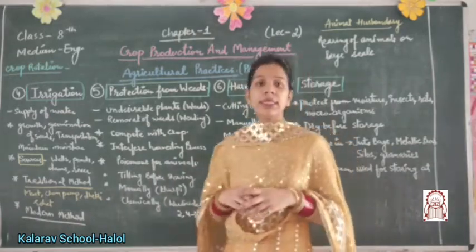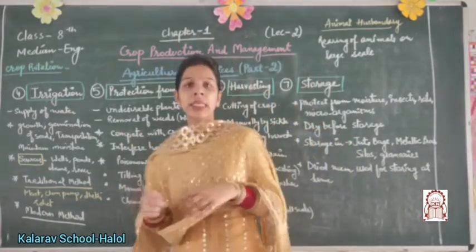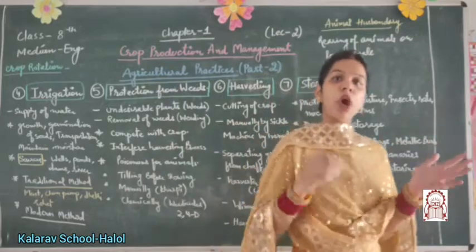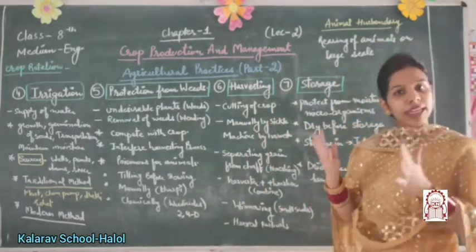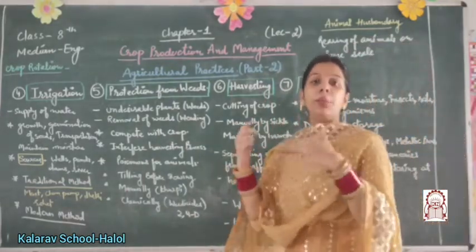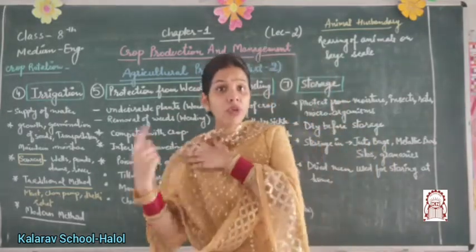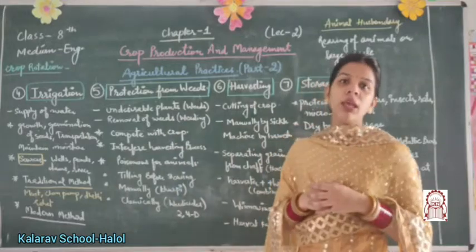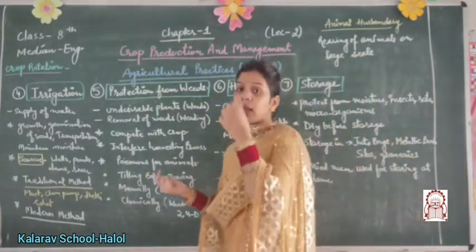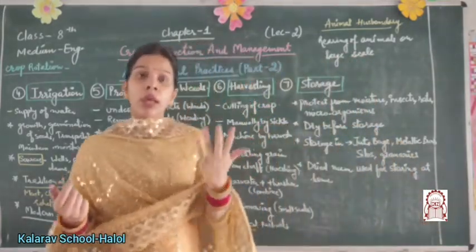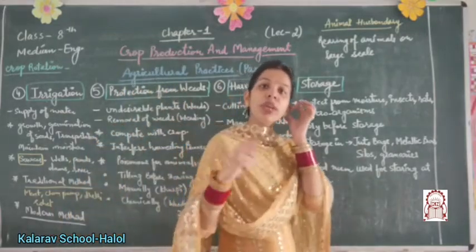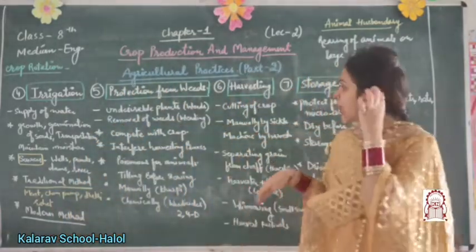So next is the removal of weeds. The removal of weeds from the main crop is called weeding. So we have to remove these plants from the soil. There are a number of reasons due to which we have to remove these weeds.